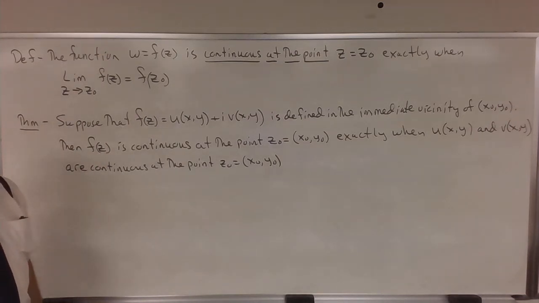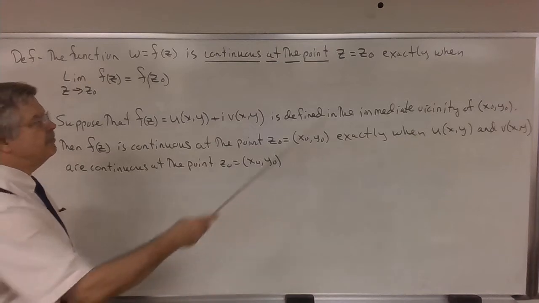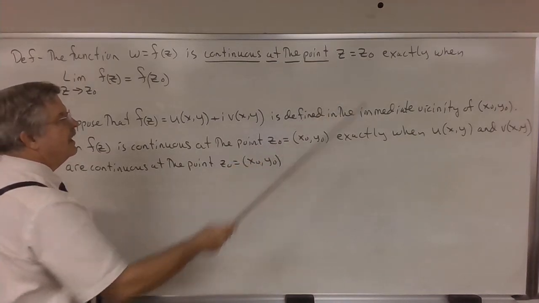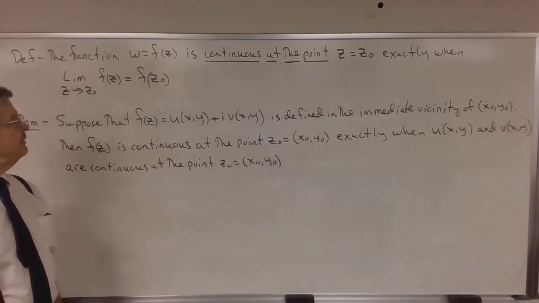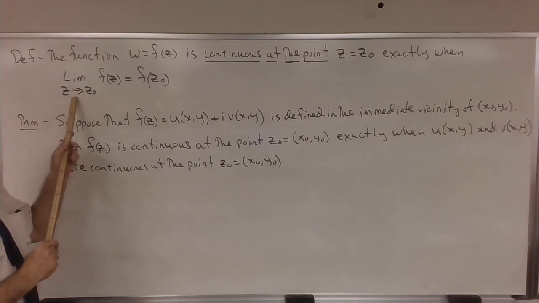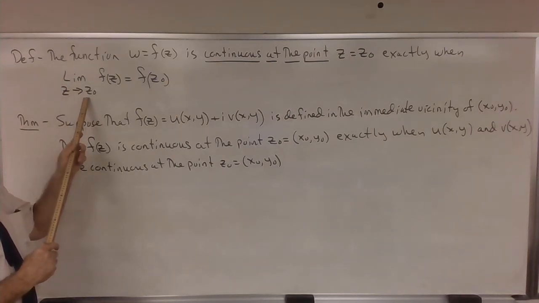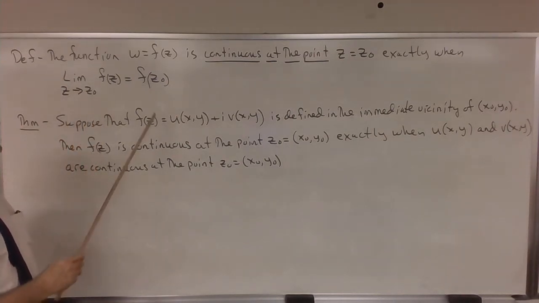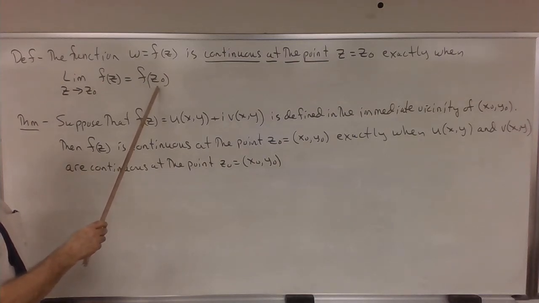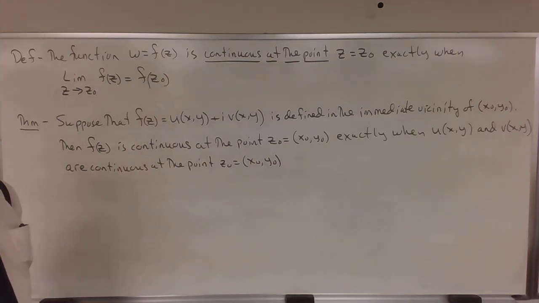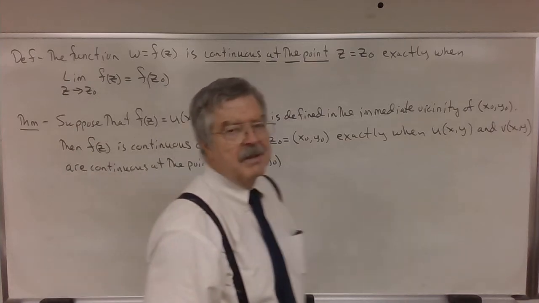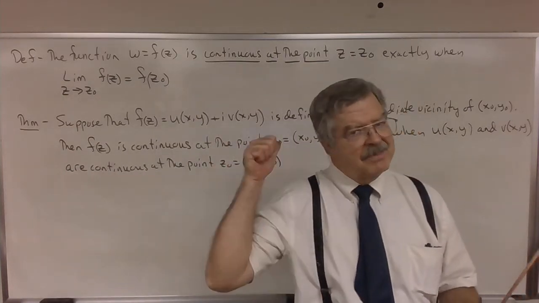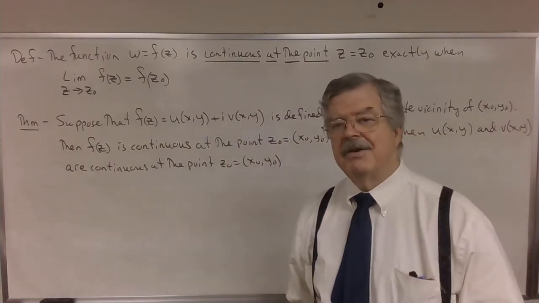So, to put it a different way, the functions that are continuous at the point z equals z naught are exactly those functions whose limits as z approaches z naught can be computed just by plugging z naught in for z. If we can compute the limit by plugging in, that function's continuous at that point.